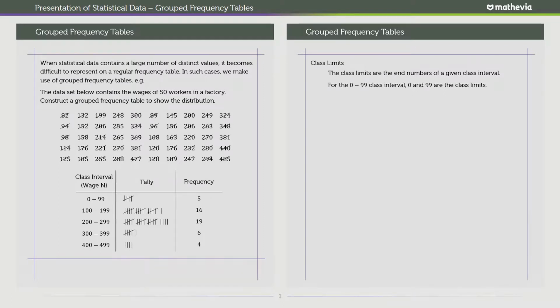For example, for the 0 to 99 class interval, 0 and 99 are the class limits. It goes from 0 to 99, so the two class limits are 0 and 99. And 0 is the lower class limit and 99 is the upper class limit. Very simple. So the class limits tell you from where to where. All right, very simple. Now what about class boundaries? Class boundaries are very, very interesting.